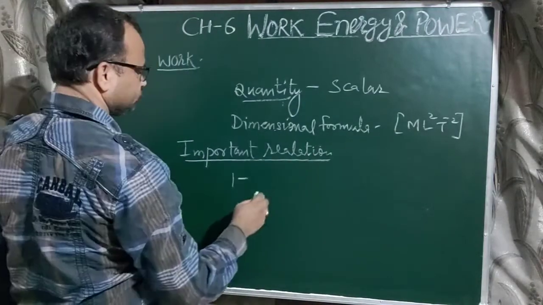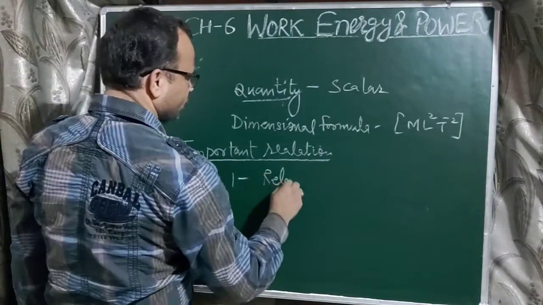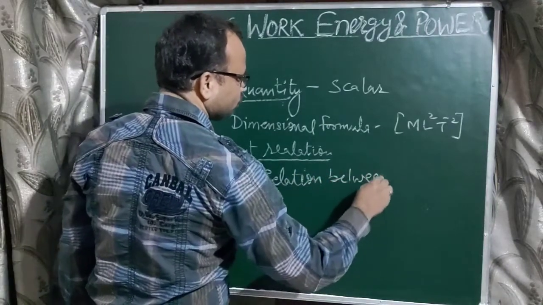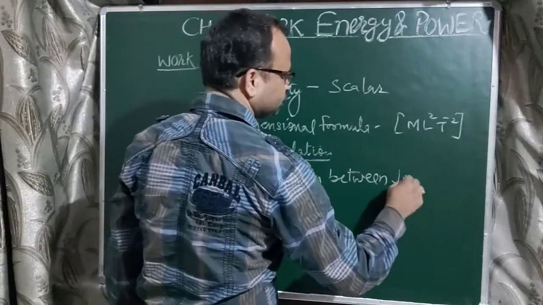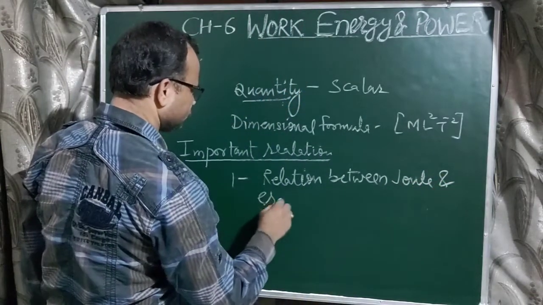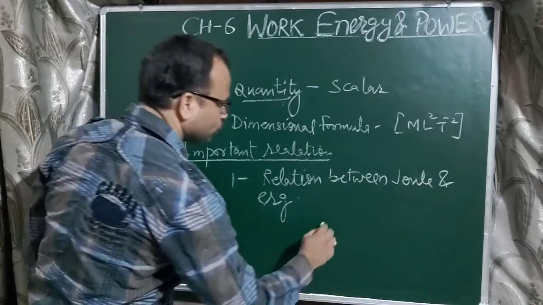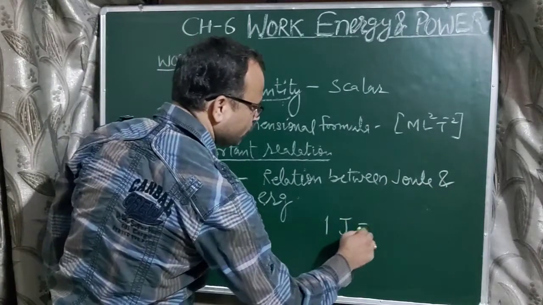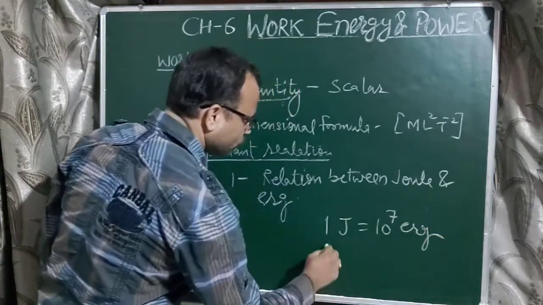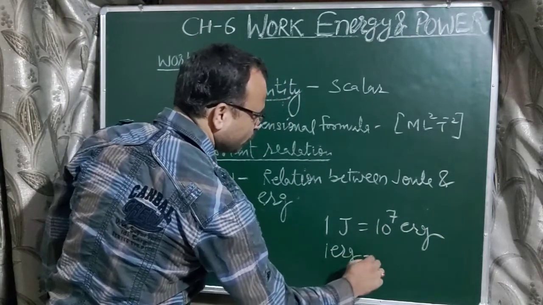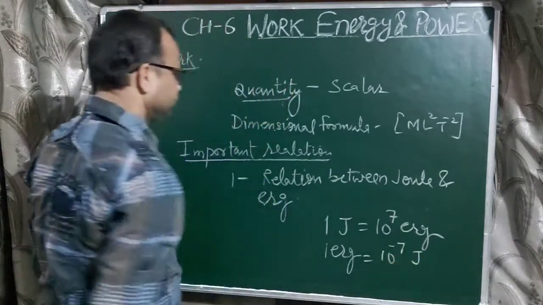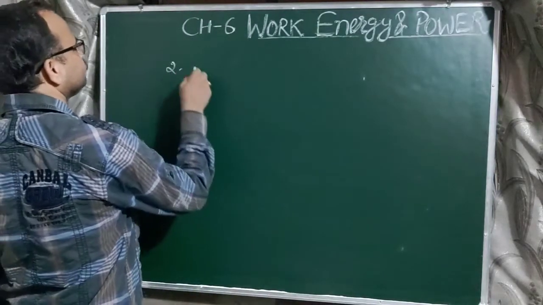Number one means relation between joule and erg. So 1 joule equal to 10 to the power 7 erg, or 1 erg equal to 10 to the power minus 7 joule.